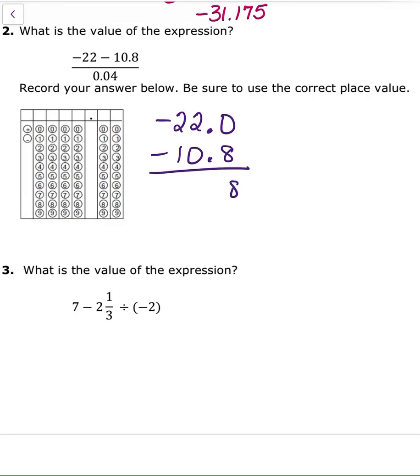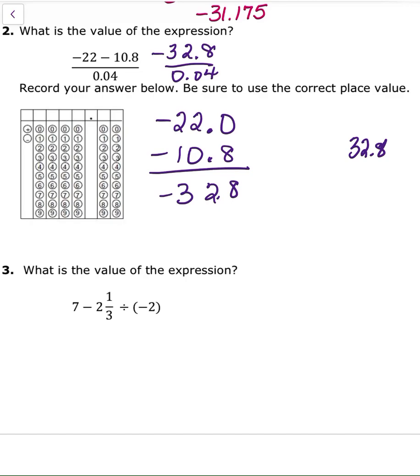So that's going to give us negative 32 and 8 tenths. So this up at the top will be negative 32 and 8 tenths, and then we would divide by 4 hundredths. So we'll do neato. The numerator goes in. The denominator goes out.